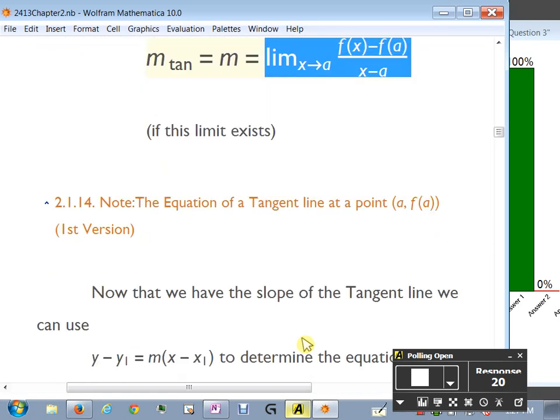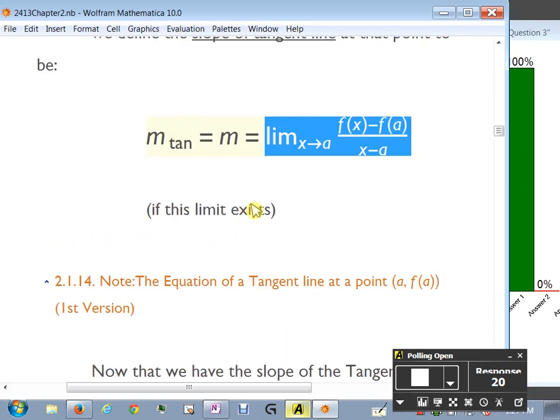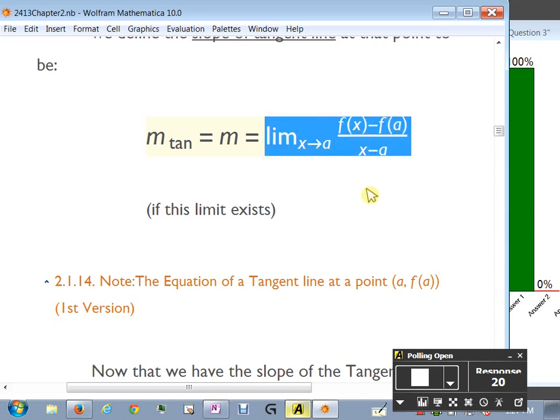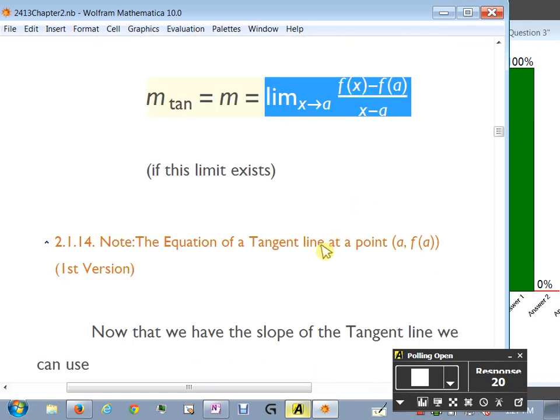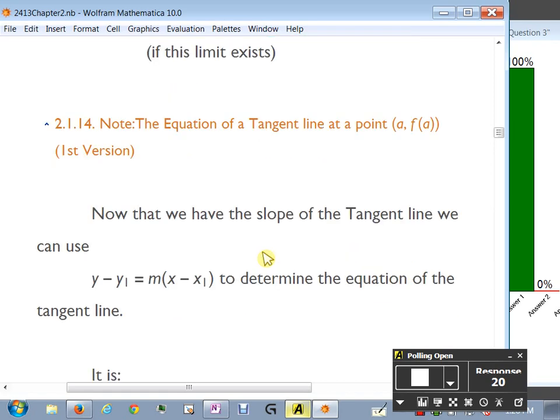Now we call that the first version. All right, this is going to be the first version. So what is this again? What did I say this was right here? This limit is the what? It's the slope of the tangent line, yes? Now, slope is one thing. Equation of tangent line is something different, isn't it? So this note says, okay, well, if you're going to be able to find the slope of the tangent line, then you should be able to give me the equation of the tangent line also.